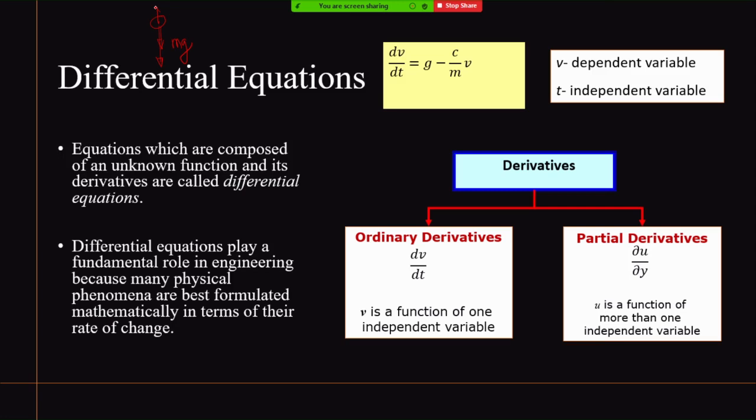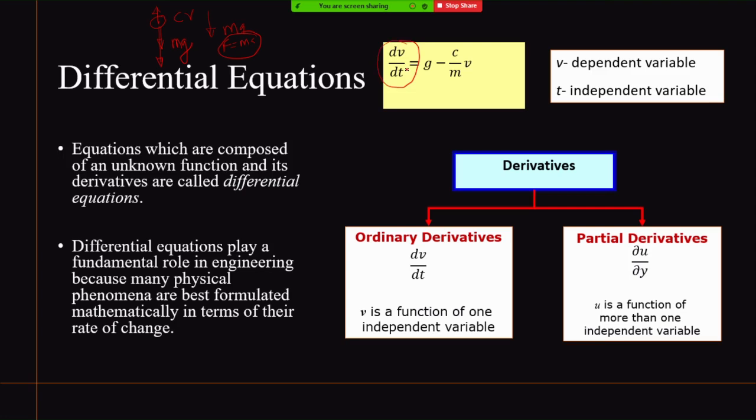And then there will be some inertia force, which will follow m into a, that is, force equal to mass into acceleration. And all these parameters are changing with respect to time. That is, the velocity is changing with respect to time, and the acceleration is changing with respect to time. That is what is going to happen. So that is the way you have to define it, and here dv by dt means velocity changing with respect to time, and this is represented by this equation.